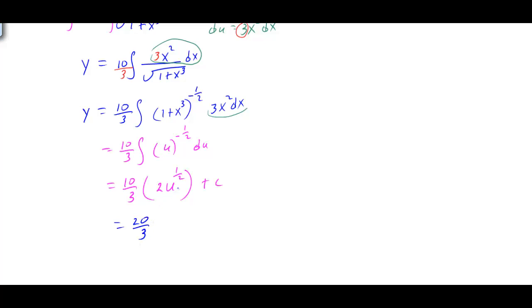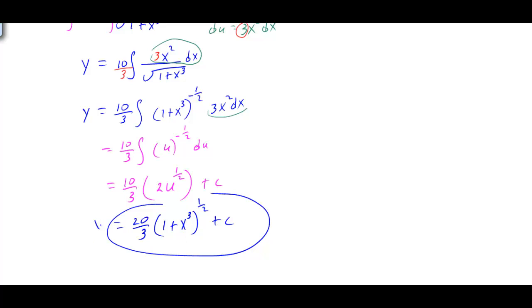And then in place of the u, we know that is equal to 1 plus x cubed to the 1/2 power. So once again, we want to change the answer back in terms of the original variable x. So that tells us y is equal to 20/3 times 1 plus x cubed to the 1/2 plus our constant term.